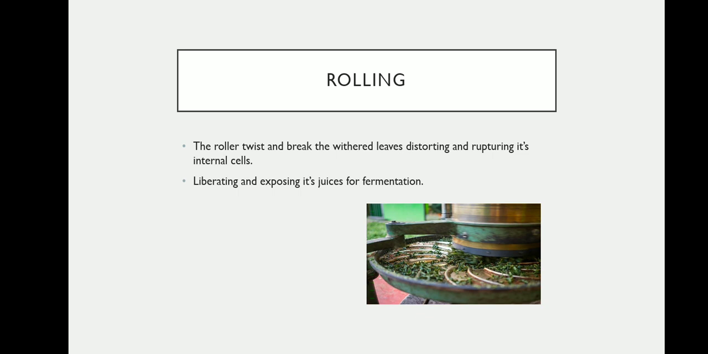The second process is rolling. The machine roller twists and breaks the withered leaves, distorting and rupturing their internal cells. The leaves are liberated and expose their juices. This is useful for the next process, called fermentation.